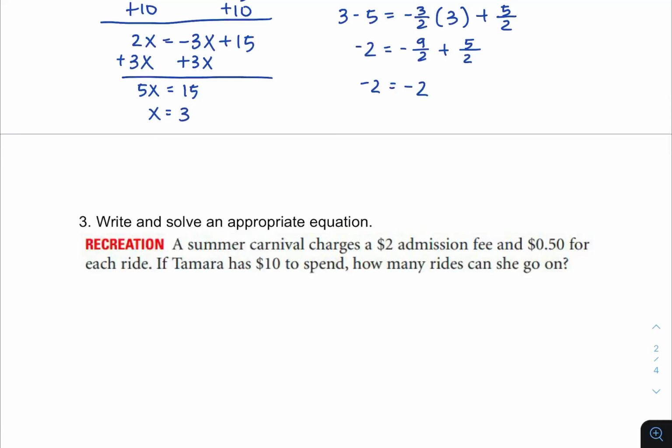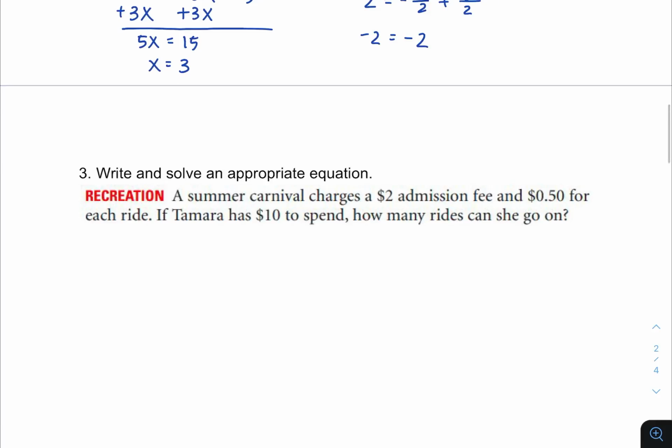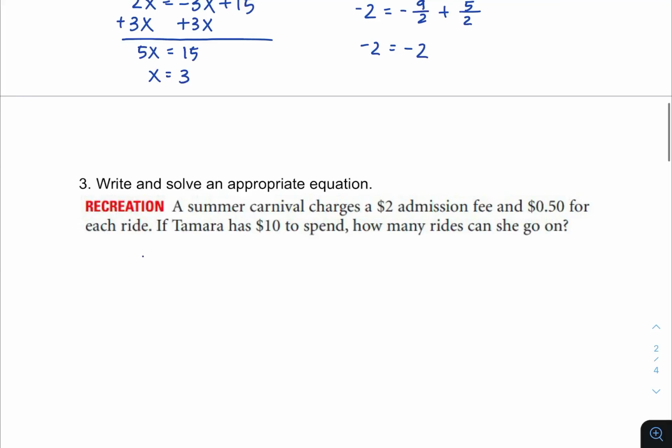And then our third example is a word problem. Write and solve an appropriate equation. A summer carnival charges a $2 admission fee and $0.50 for each ride. If Tamara has $10 to spend, how many rides can she go on? So we know that they first charge a $2 admission fee, and it's $0.50 per ride, which I'm going to substitute as x, and that all equals 10.